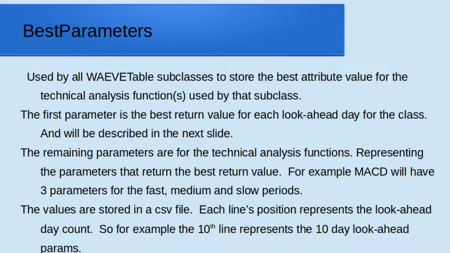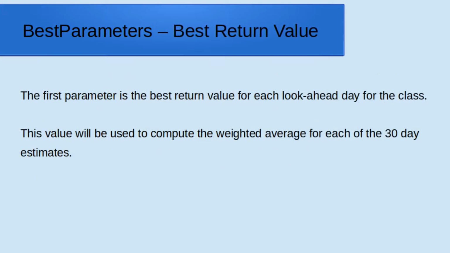These values are stored in a CSV file, and each line in the file represents the look-ahead day count. So, for example, the 10th line in the file would be the 10th day look-ahead parameter. As for the first parameter, which is the best return value for the function or class, this will be used in the weighting of the predicted value when making the 30-day trend estimate.